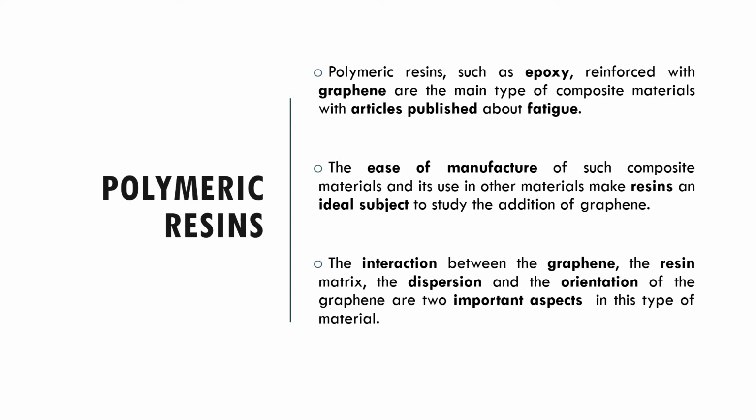These resins consist of epoxy, a material that is easy to manufacture, making it an ideal subject to study the addition of graphene. In this type of composite material, the most important aspect is the interaction between the matrix and the graphene, the dispersion of graphene in the polymeric resin, and the orientation of this nanomaterial in the matrix.